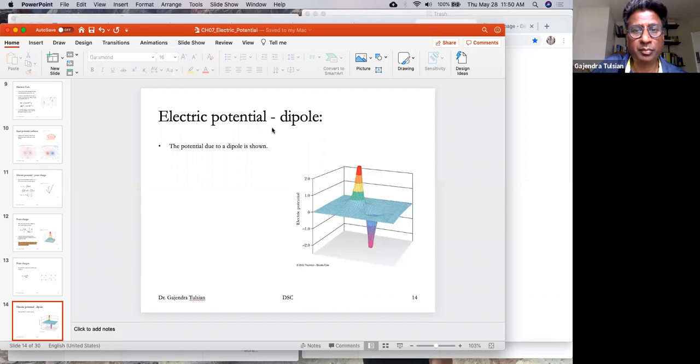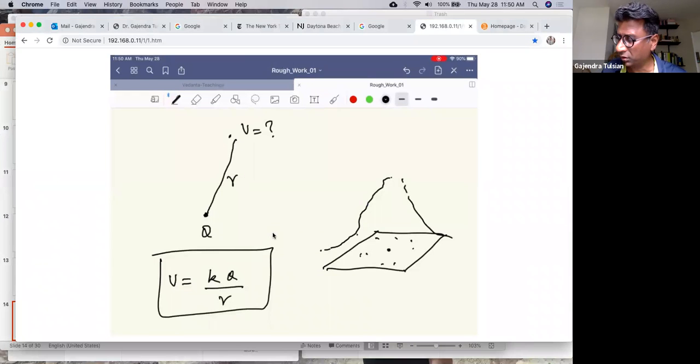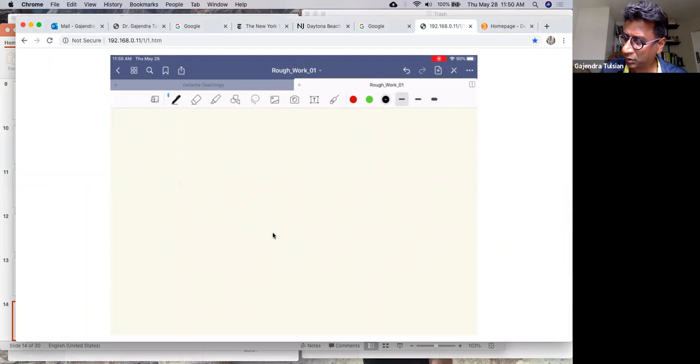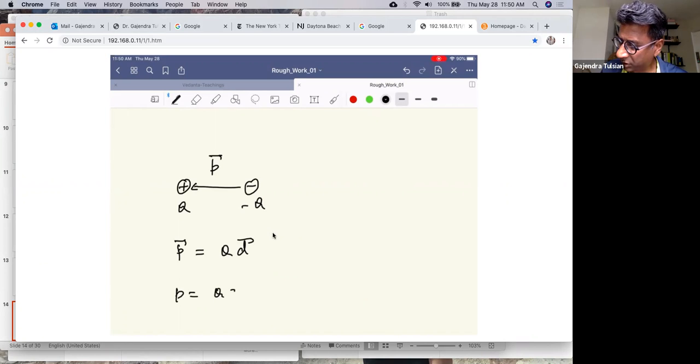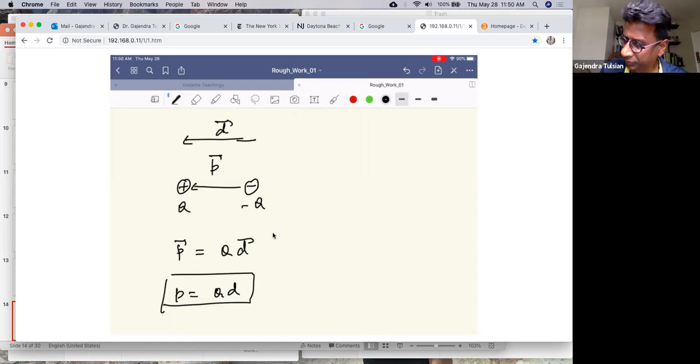Dipoles, we love dipoles. Dipoles are 2 equal and opposite charges. Again, you all know what a dipole is: 2 equal and opposite charges separated by a distance. And the dipole is a vector, Q times D. So the magnitude of the dipole is the charge times the distance. D is this vector.